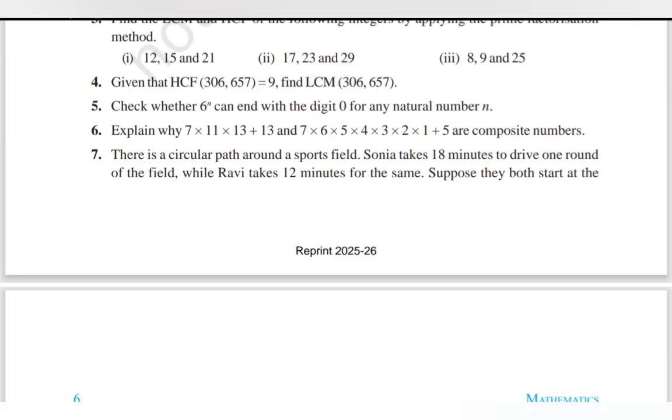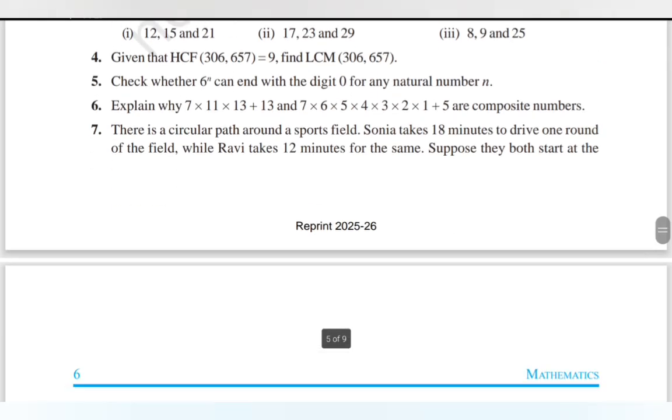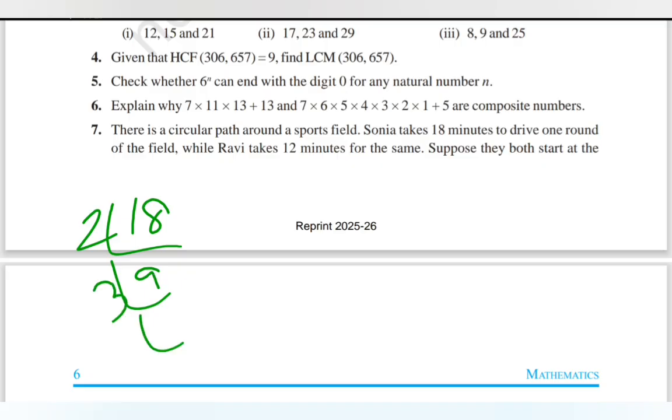So Ravi and Sonia start at the same point. Ravi takes 12 minutes, Sonia takes 18 minutes. So they're asking after how many minutes will they meet at the same point. So first we can find LCM. Sorry, prime factorization. 18: let's take the 2 table. 2 9s are 18, 3 3s are 9. Now for 12: 2 6s are 12, 3 2s are 6.